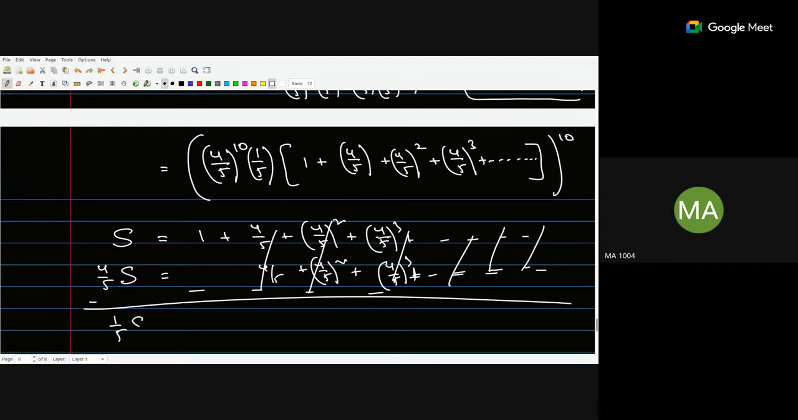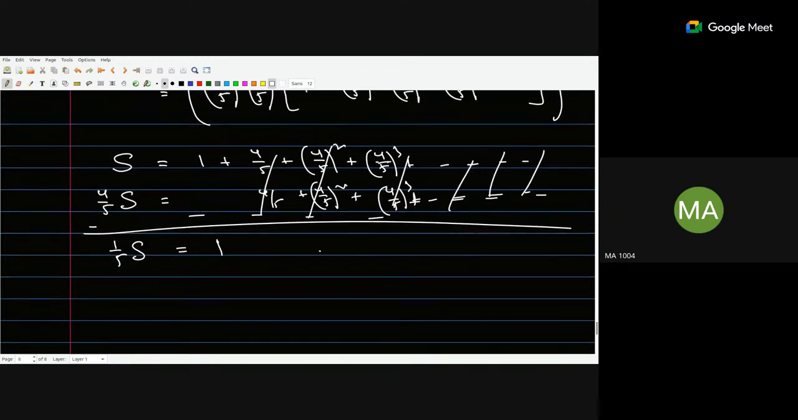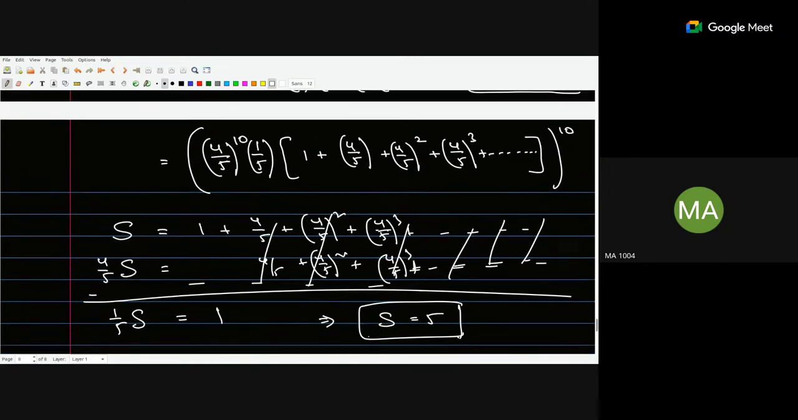The left side will be S by 5 and the right side will be this one. So from here you can get S is equal to 5. If you know how the geometric progression works and what is the sum of the geometric progression, it's 1 by 1 minus r. Here r is 4 by 5. If you do that also, you will get 5 as the answer.